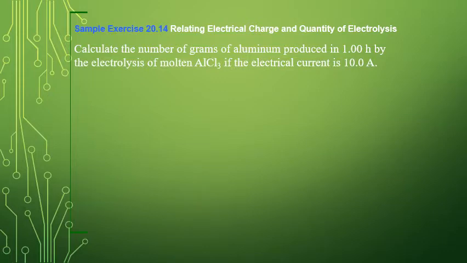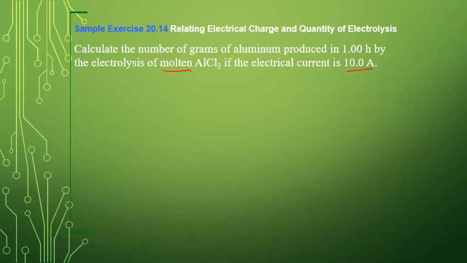Let's now look at an example problem for Faraday's law by calculating the number of grams of aluminum produced in 1 hour by the electrolysis of molten aluminum chloride if the electrical current is 10 amps. A couple things within this problem. Notice that it is molten aluminum chloride, so it is not aqueous. It is going to be just the melted aluminum chloride, so the ions themselves would be the electrolytes.